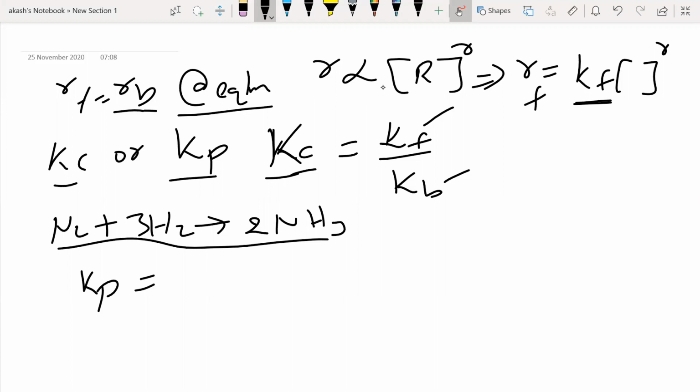Okay, sir, tell me. Only we have to take the liquids and pure solids, no, sir? Yeah, these are all gases. That's why I specifically asked you Kp, not Kc. These are all gases here. N2 is a gas, H2 is a gas, ammonia is a gas. So it is 3 into 1 by 2.